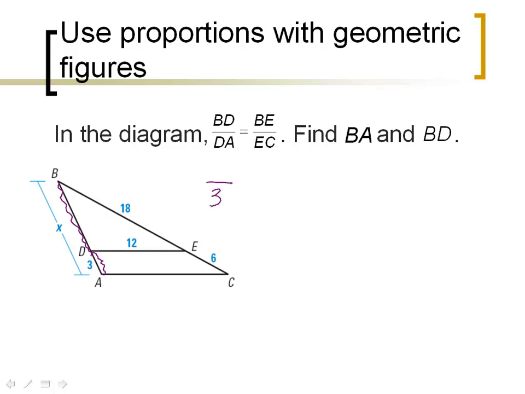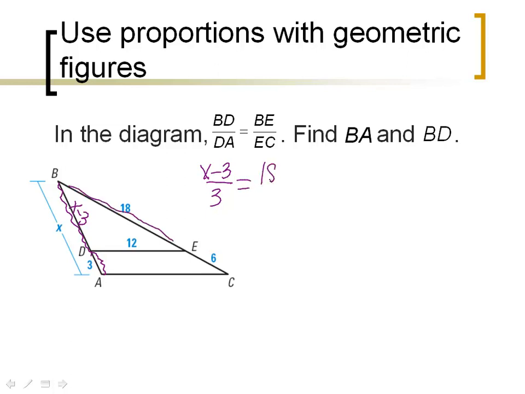That's 3, okay. BD, well, it's a little more tricky because the whole thing is X, but I've got to take away that 3 from the bottom. So BD is really X minus 3. So I've got X minus 3 over 3 equals BE, the distance from B to E, well, that's right here.